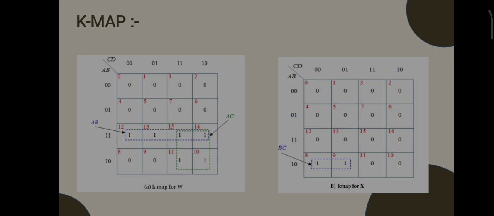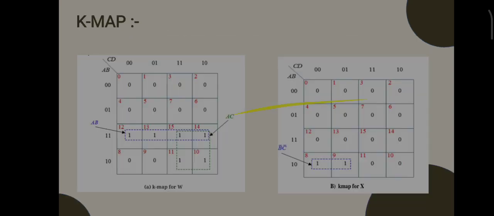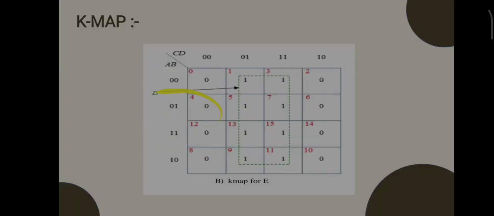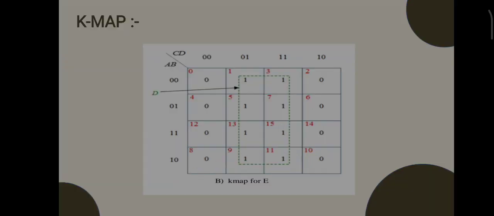We have to do the same for the other columns also. We check X. Here 1 1 is at positions 8 and 9, so we have taken that pair. In the next group, the ones are at positions 14, 15, 4, 5, 7 and 6, so it also forms a quadrant grouping. Now for Z, the ones are at positions 12, 13, 2, 3, 6 and 7. So it forms a quadrant and a pair grouping. And for E, it forms the octet grouping.